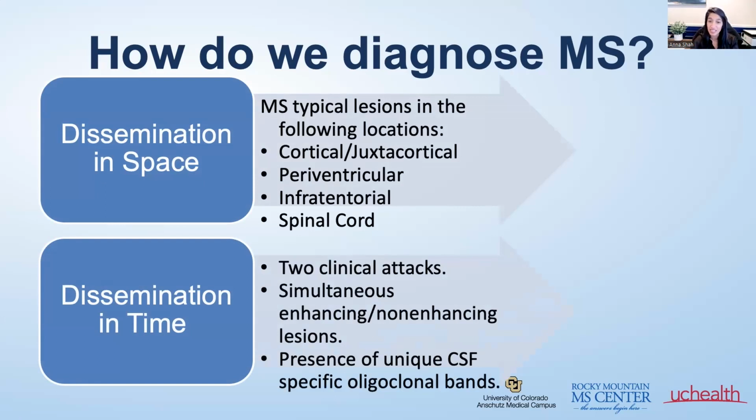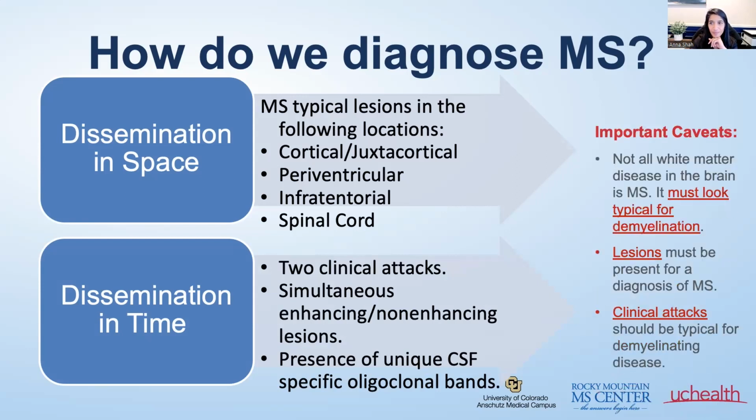You can either have 2 clinical attacks that sound consistent with a demyelinating pathology, so something like optic neuritis, or I have a buzzing down my spine or into my arms every time I flex my neck forward. You can also have simultaneous enhancing and non-enhancing lesions demonstrating a dissemination in time. Or the newest addition to the criteria as of 2017 was the use of lumbar punctures and looking for CSF-specific oligoclonal bands. Now, I will throw out these caveats because I think these are very, very important.